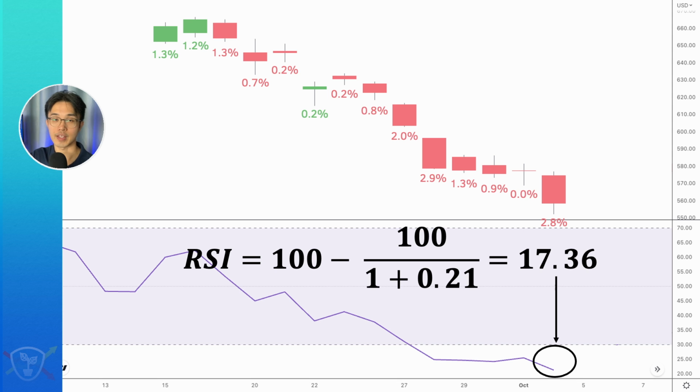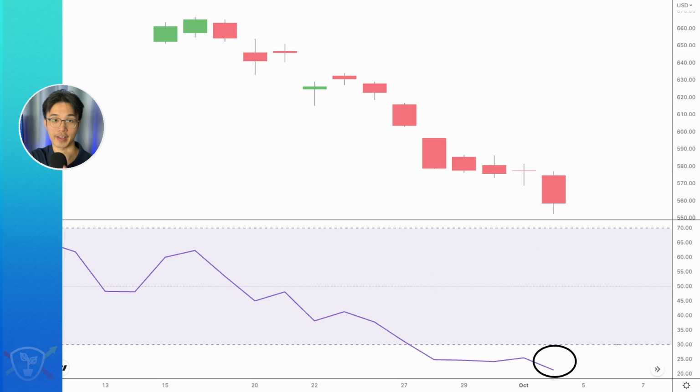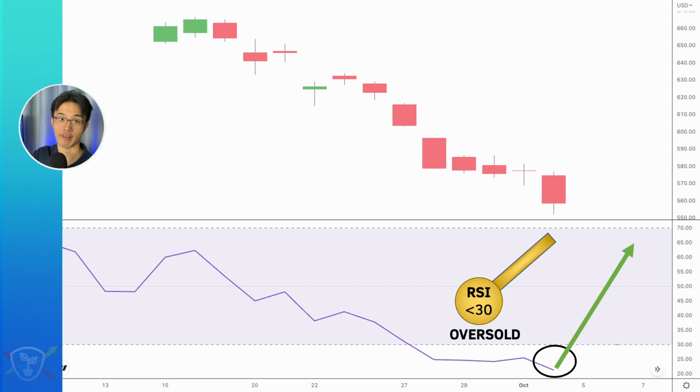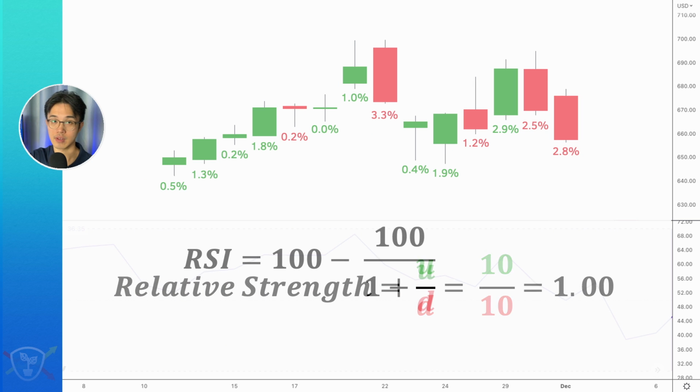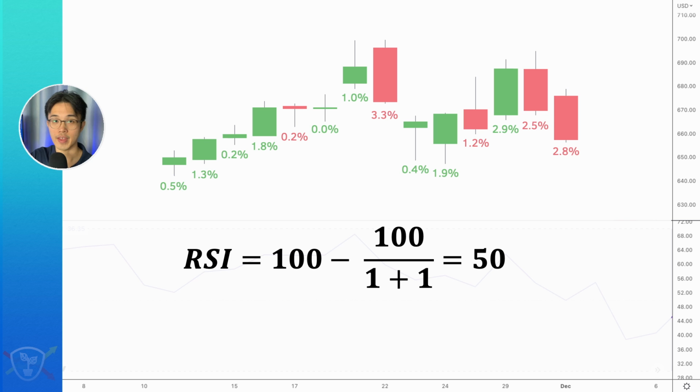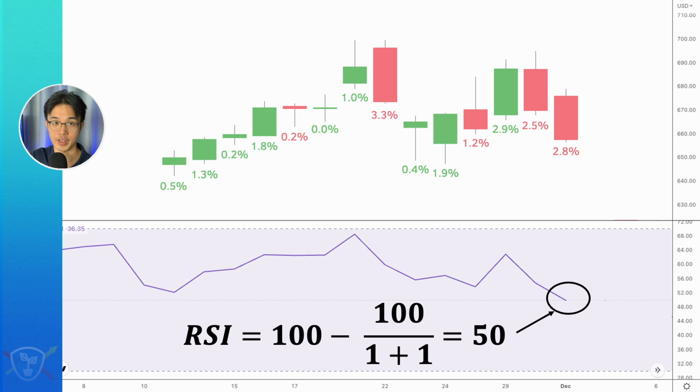The theory is that the pendulum is now at an extreme, the oversold extreme, and needs to swing back in the other direction. Now, in order for that to happen, prices supposedly also need to increase. And this is why when the RSI is below 30, it's considered to be oversold and a signal to buy. Now, if the ratio of up to down days is balanced, relative strength will be equal to 1 and the RSI will be close to 50.